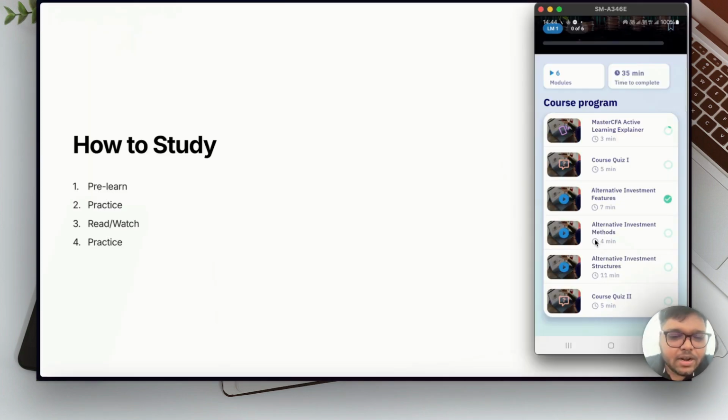You're priming your brain to start looking for answers instead of passively trying to study and find out what is important, what is not. After pre-learning, now you know the author's viewpoint, what he deems is important from the exam point of view. The next part is practicing.